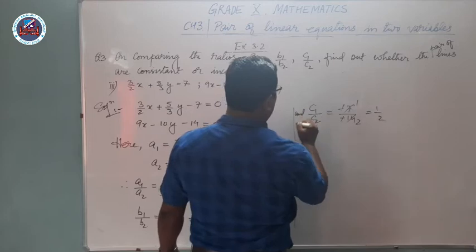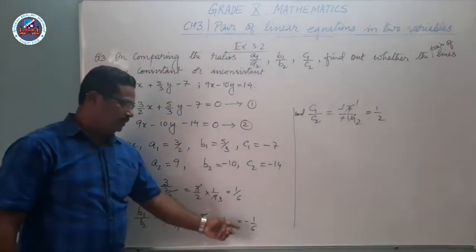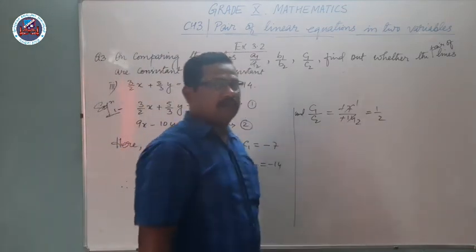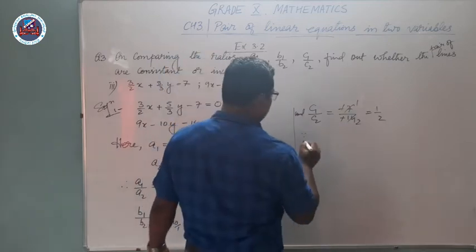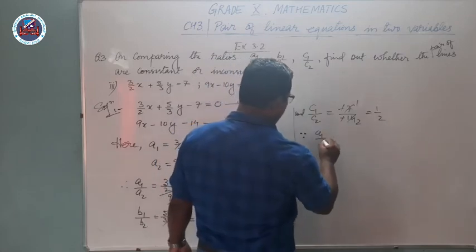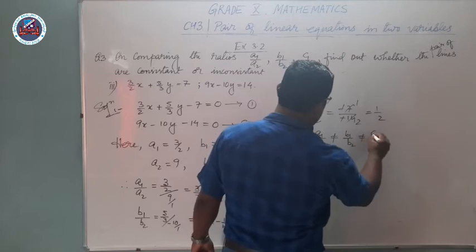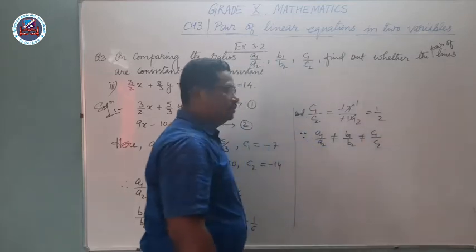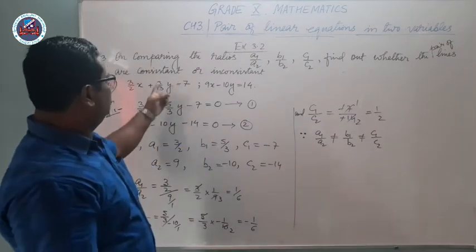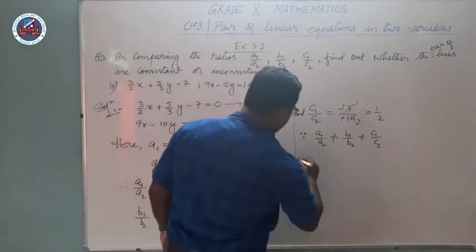And you can write the third one. Now here also you can see that all are not equal. 1 by 6 is different, minus 1 by 6 is different, and 1 by 2 is different. So what you write: A1 by A2 is not equal to B1 by B2 is not equal to C1 by C2. So they have a unique solution. One answer they have like this. So they are consistent. You don't have to write that they have a unique solution, you can just write they are consistent.